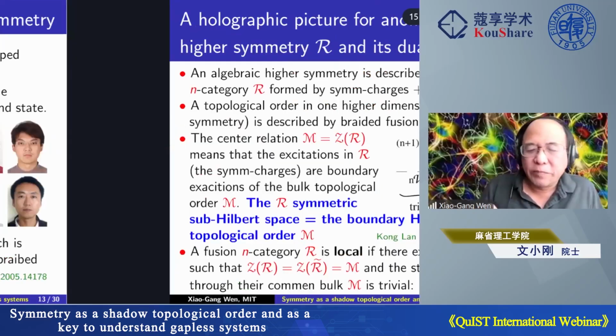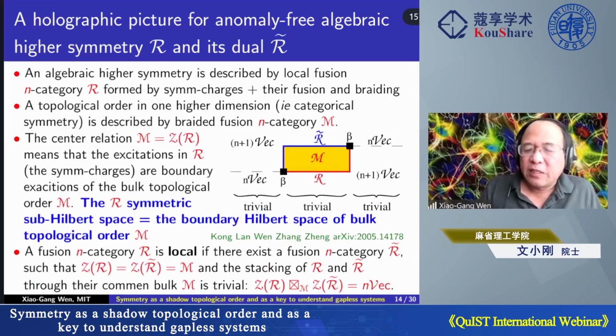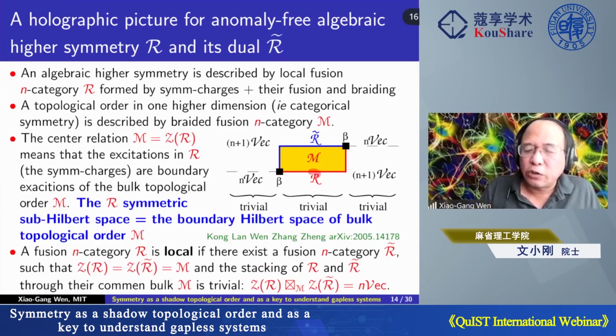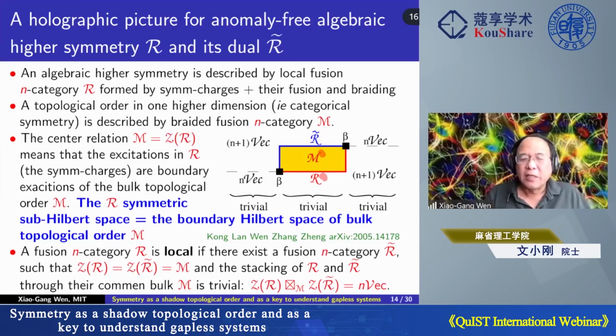So remember that for the symmetry, we have this associated categorical symmetry, which is a bulk. Okay. Then R is a fusion category describing boundary excitations. And if this M has another boundary, whose excitations are described by R tilde, so R tilde means another boundary. Then we can have this sandwich structure, where M has two boundaries, R and R tilde. And we can stack these two boundaries together via this M. So this has this notation.